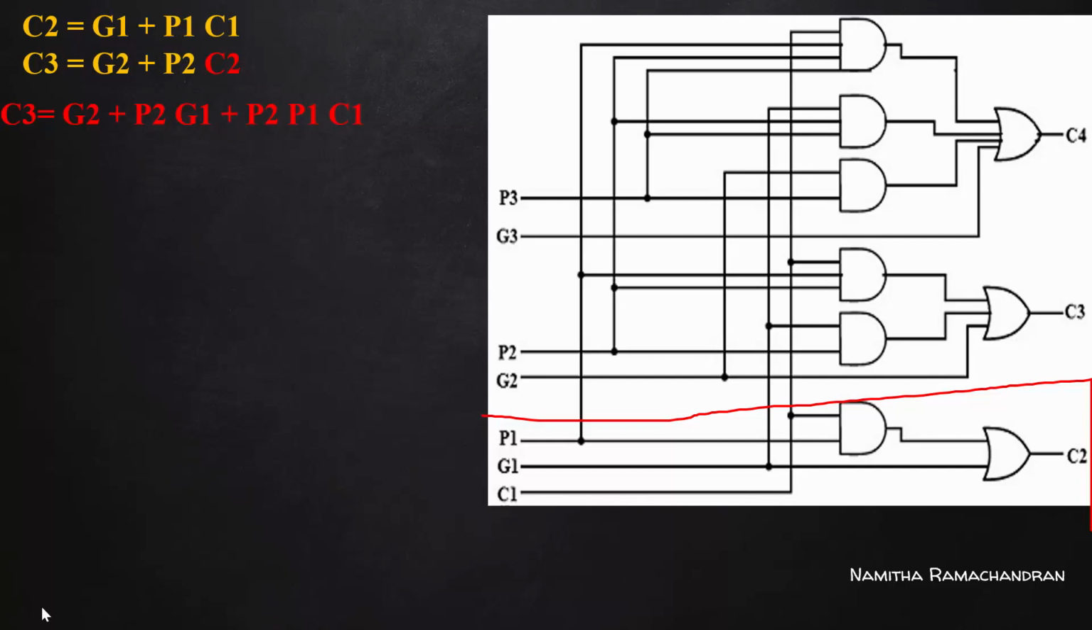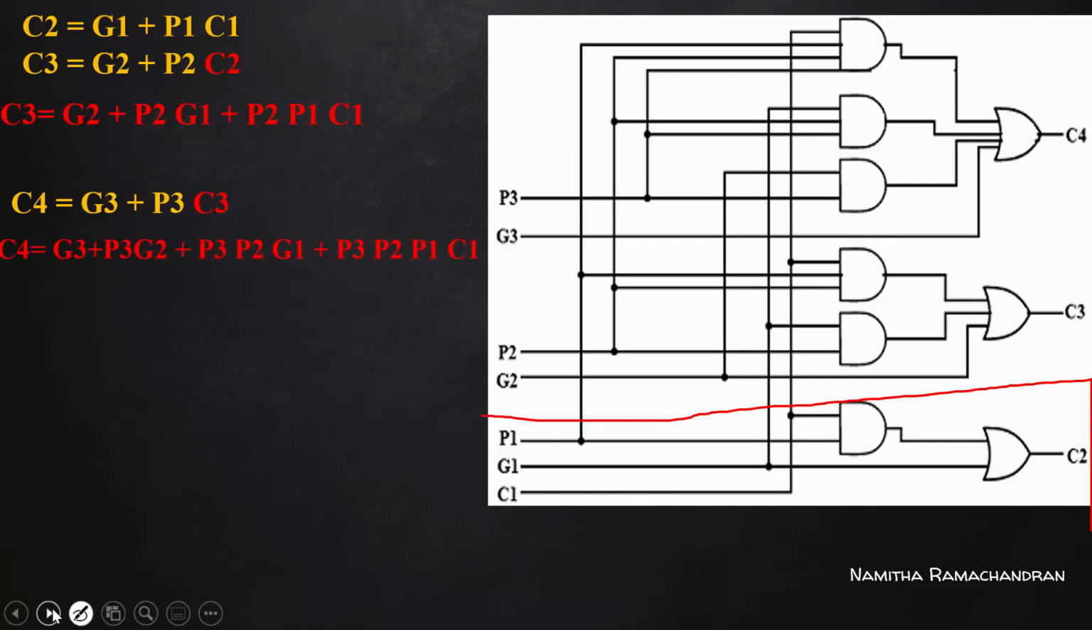Right. So next is C4. C4 can be represented as G3 plus P3 and C3. The C3 can be rewritten using this expression, so it becomes like this. So C4 is actually G3 plus P3 G2 plus P3 P2 G1 or P3 P2 P1 C1.